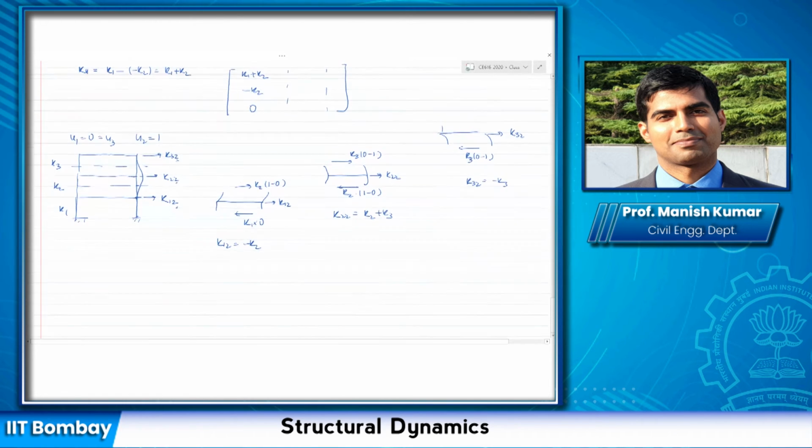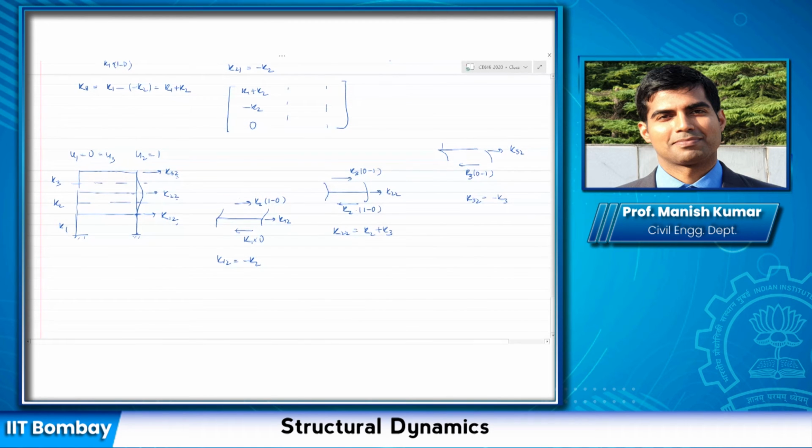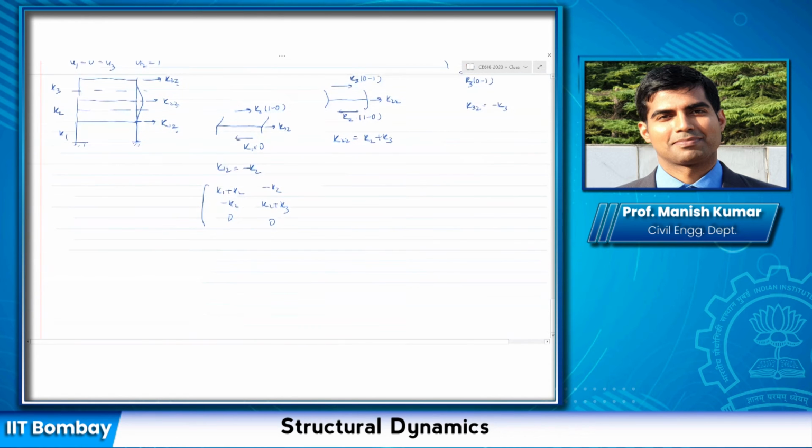So the second row is also known to me. Now let me just fill that up as well. First one, K1 plus K2, minus K2, 0. This one, the first term is minus K2. This is K2 plus K3, and this is equal to 0. Similarly, I can fill up the third row as well.